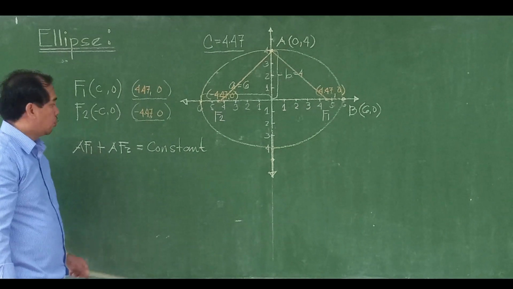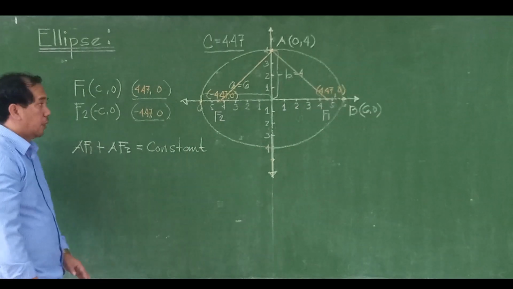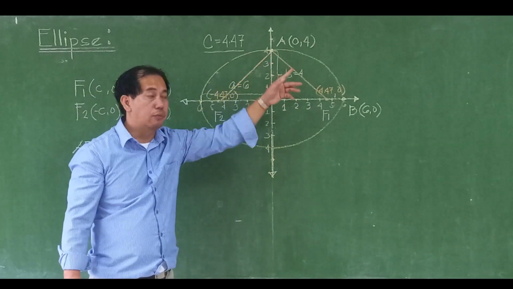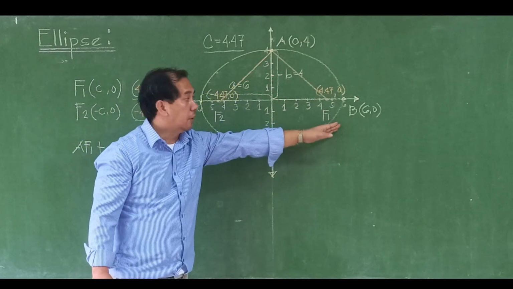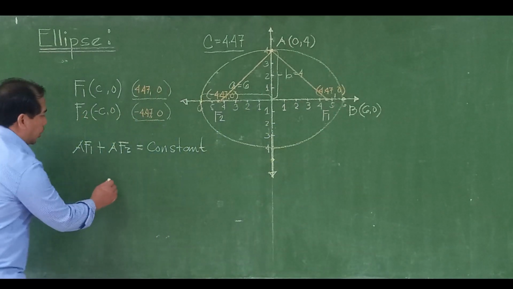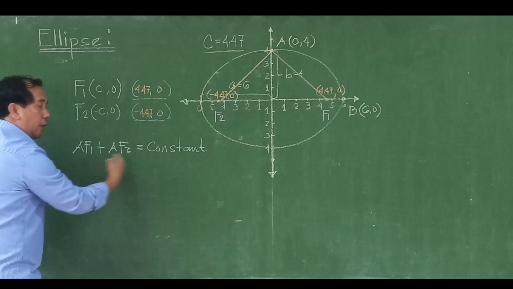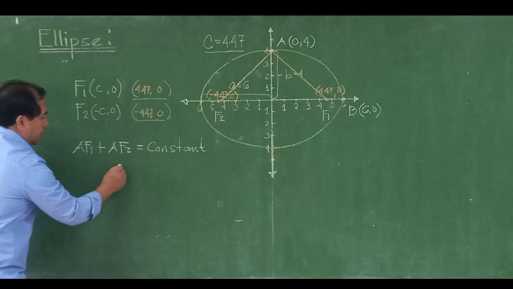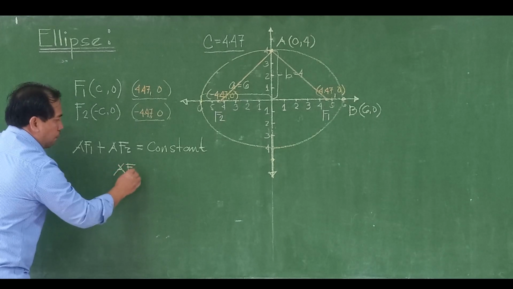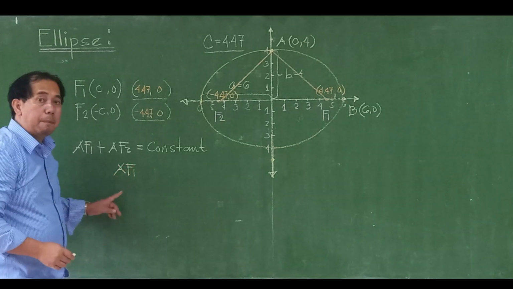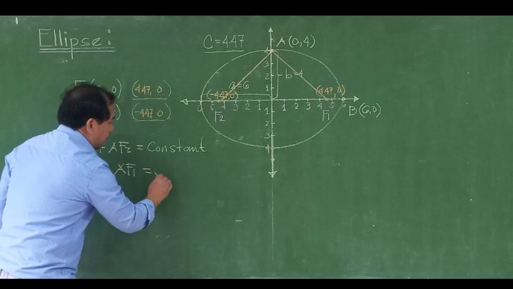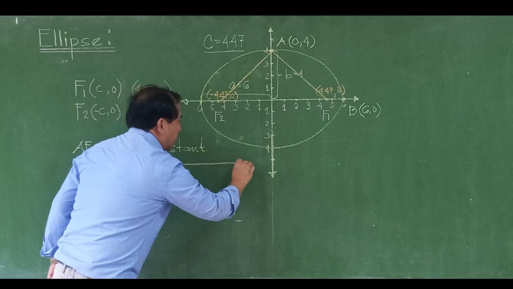And how are we going to look for the value of that constant? Now let's try. What is our point A? 0 and 4. What is our point B? That is 6 and 0. And so, when we verify this one and look for the constant, we might as well compute the distance of point A to focus 1 by using the distance formula.